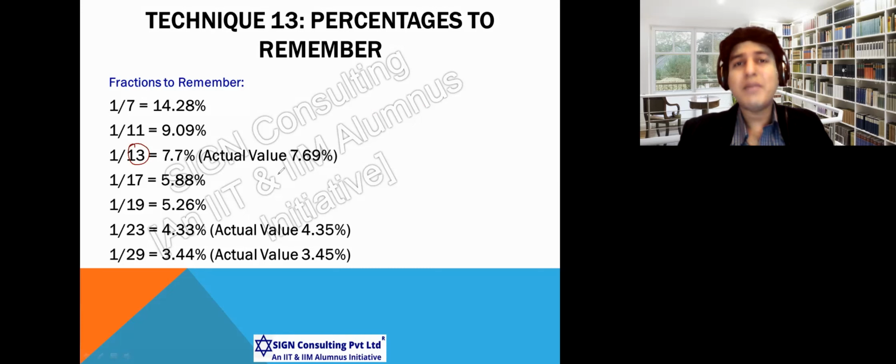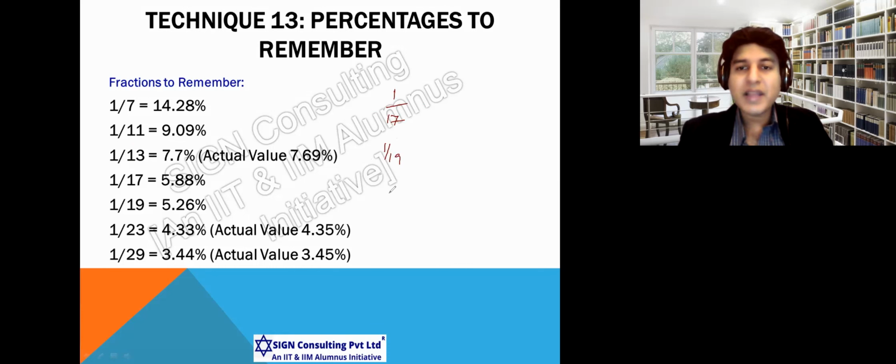So 1 by 13 is an unlucky number. Replace it with the lucky number, that is 7. So it is 7.7 percentage. In fact, the actual value is 7.69 percentage, which we have rounded off as 7.7 so that it's easy to remember. Now let's take these two numbers, 1 by 17 and 1 by 19.